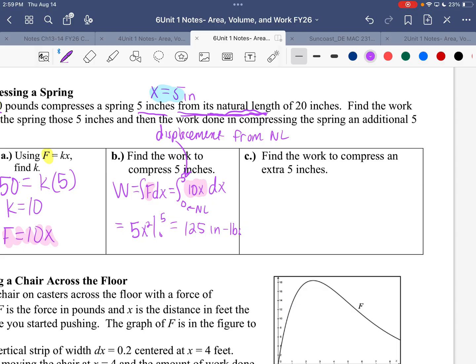We're not saying it's compressing from its natural length. We've compressed 5 inches, now we're compressing 5 more inches. It's the same force equation because that's this spring's forcing equation. So once you figure out the force equation in whatever scenario you're in, that's the force equation the whole time. All right, so we're starting at 5, and where are we going to? 10. I should put my "that was easy" button up here.